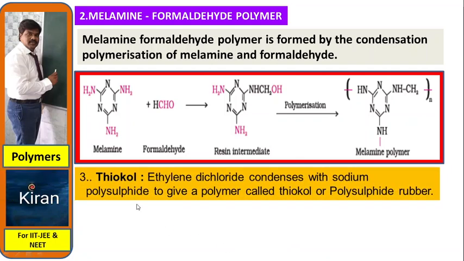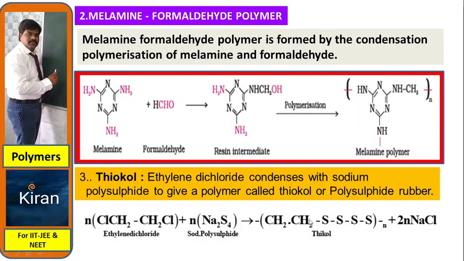Lastly, thiokol. Ethylene dichloride condenses with sodium polysulfide to give a polymer called thiokol. This polysulfide is an example of rubber. This is the formation of thiokol. So ethylene dichloride, CH2Cl, CH2Cl, this is the monomer. This reacts with sodium polysulfide.